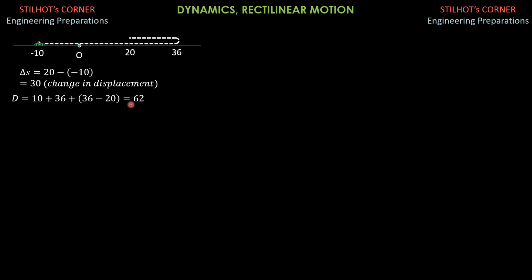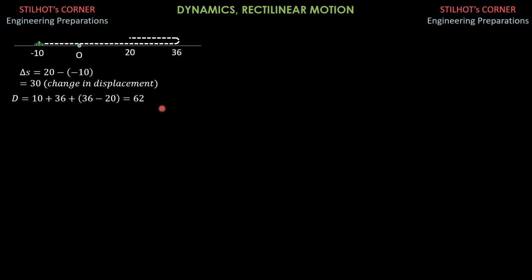There are situations, however, where the change in displacement may be equal to the distance traveled. For instance, if the particle begins at the origin and moves rightward, its movement is purely rightward. Let us say from the origin, it moves to the right to position 36. The change in displacement is 36 minus 0, so 36 units, and that's positive. The distance traveled is also 36, because from 0 to 36, it's 36.